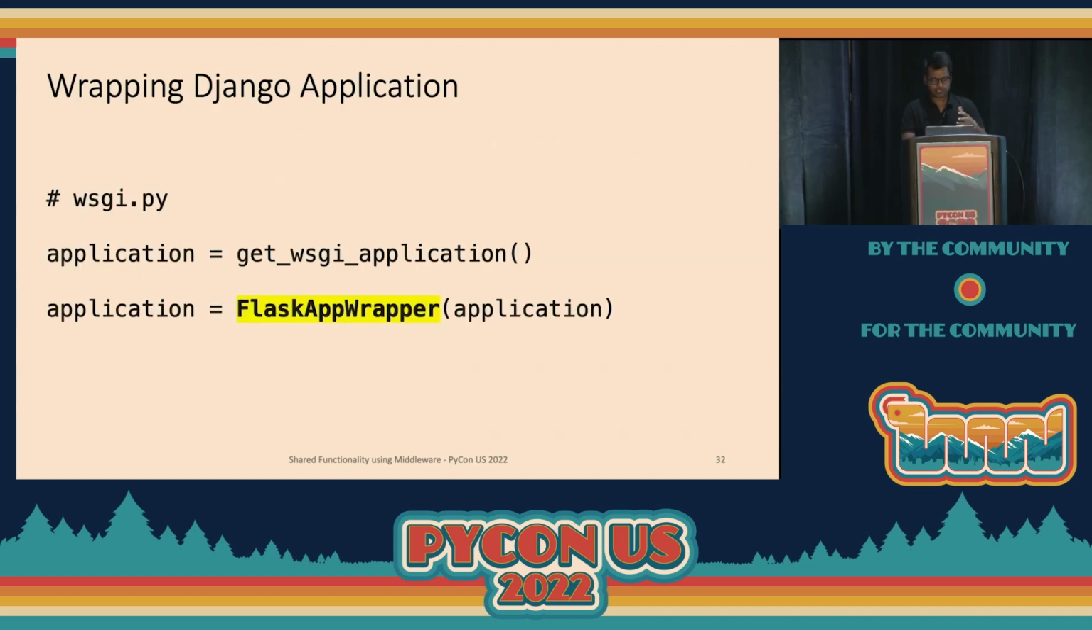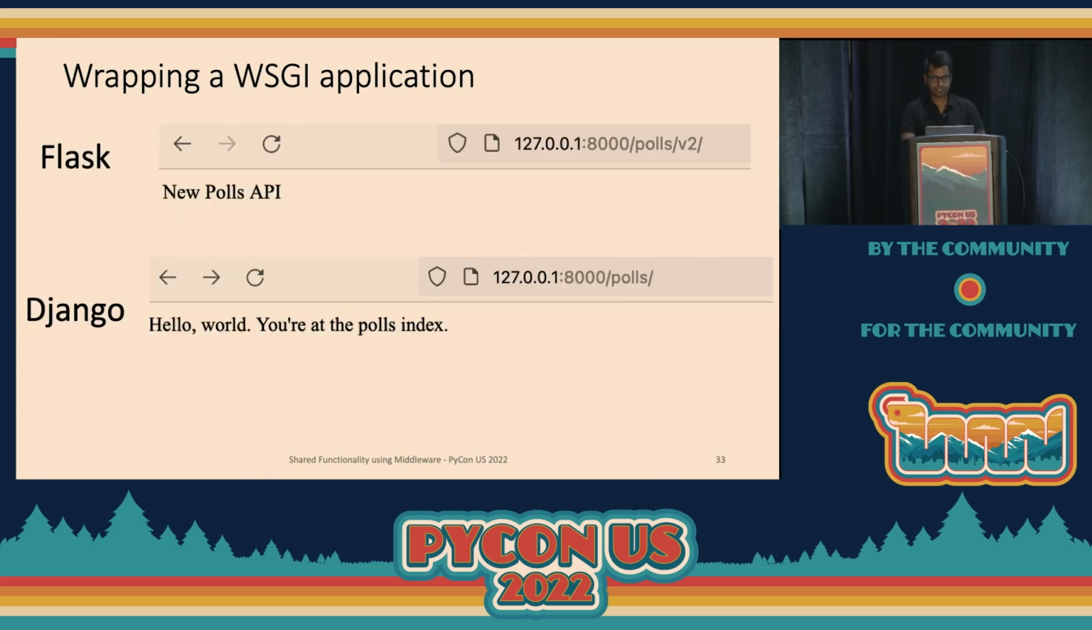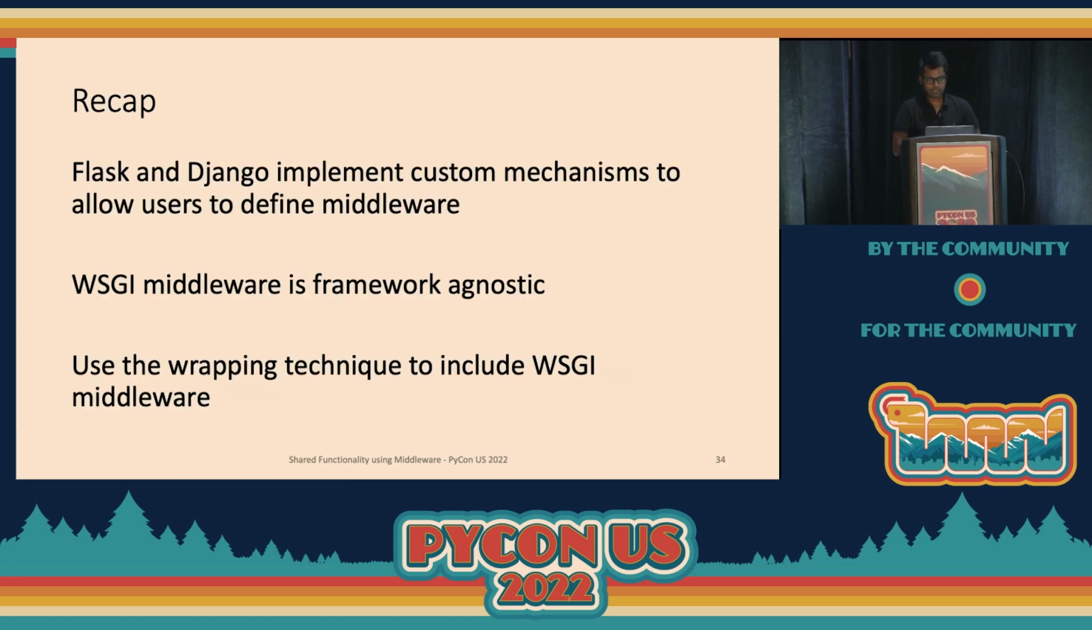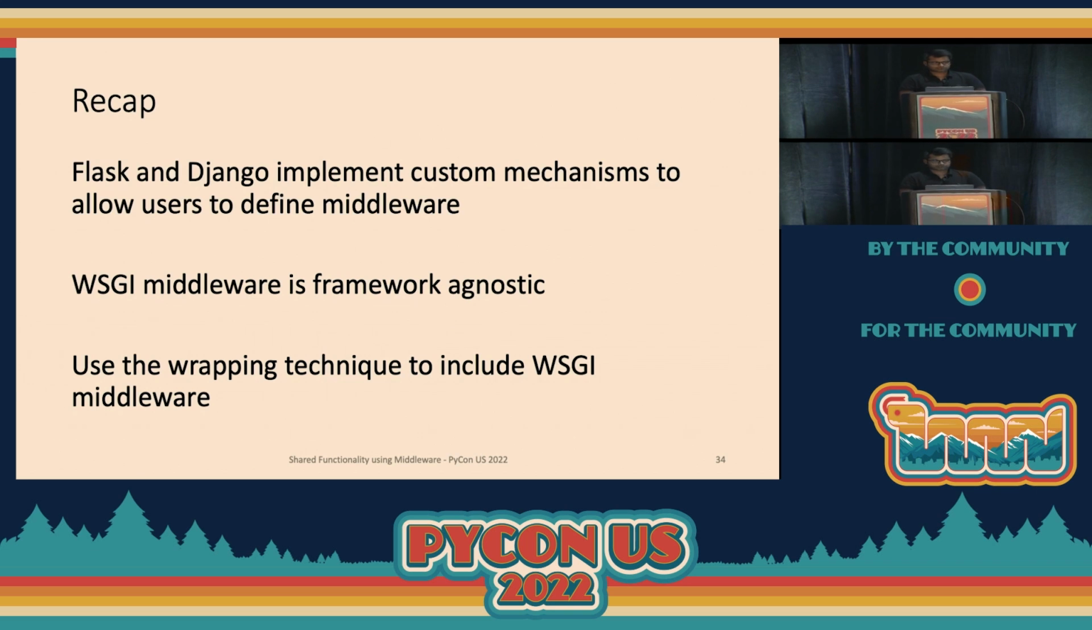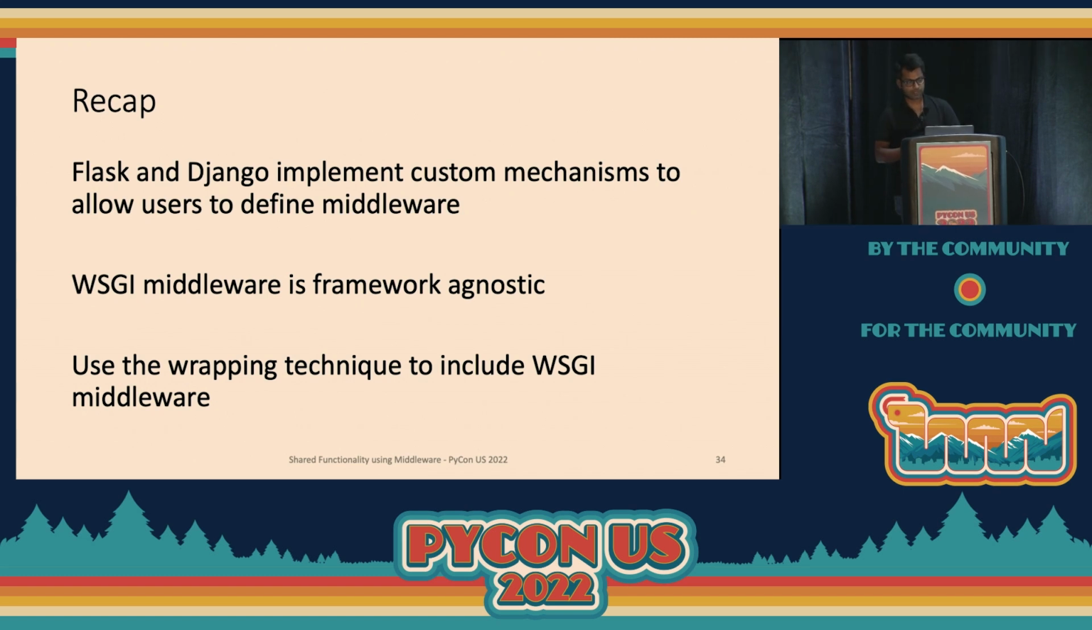And this is how you use it. It looks very similar to how you use the OpenTelemetry middleware. So the result is, when you make a request to the polls v2 path, the Flask application gets called. But when you make a request to the polls path, the Django application gets called. So to recap, Flask and Django implement custom mechanisms to allow users to define middleware. However, as you have seen, when we define a WSGI middleware, they are framework agnostic. And we can use the wrapping technique to use this WSGI middleware.